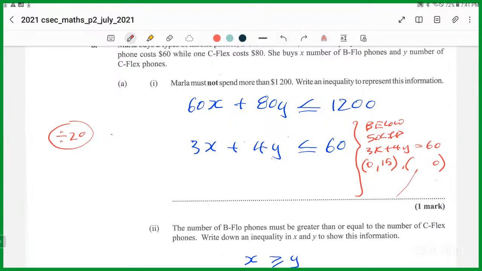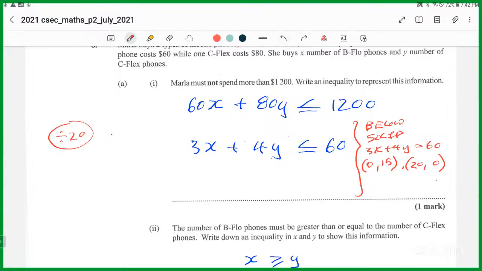For the other point where y is 0, I'll plug 0 in for the y here, and this is all gone. You're going to be left with 3x equals 60. If 3x equals 60, it means that x is 20 at that point. So 60 divided by 3 is 20, so that's (20, 0). So you see, these two points are on the line.